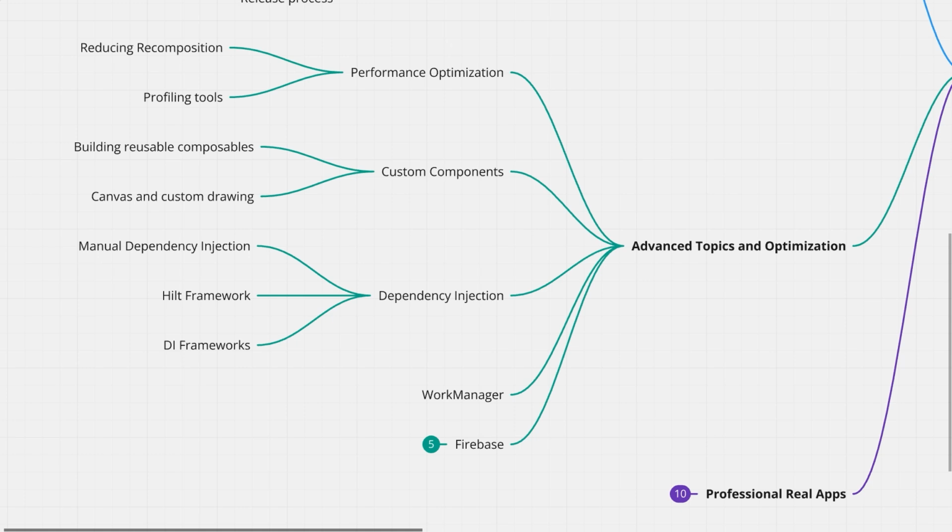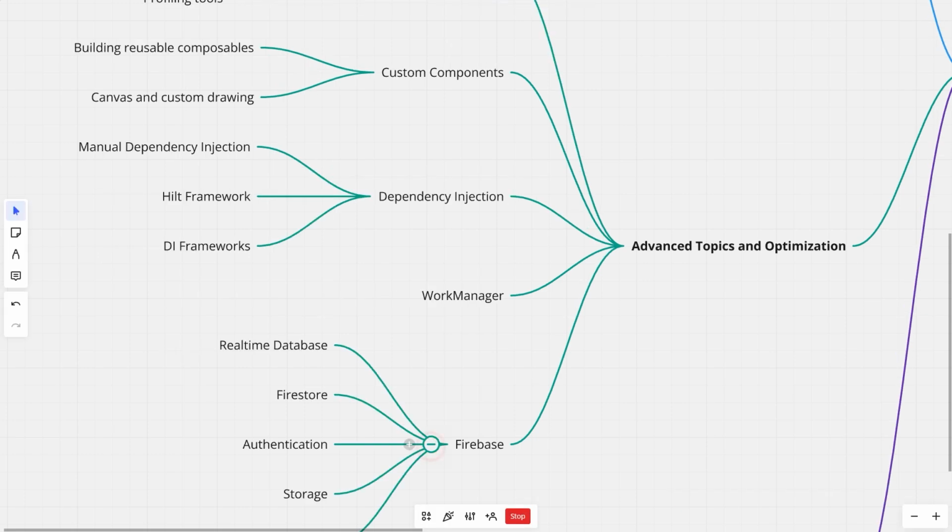Then we're going to move into WorkManager. WorkManager is an Android Jetpack library that simplifies the scheduling and execution of background tasks in a way that is both efficient and compatible across all Android versions. It is designed for tasks that need to run reliably, even if the app exits or the device restarts. Then we're going to move to Firebase.